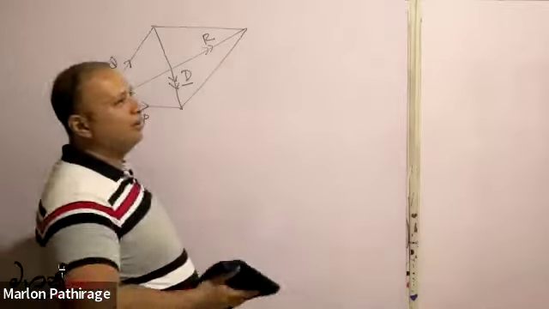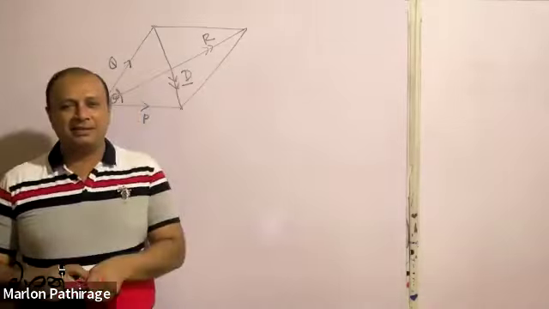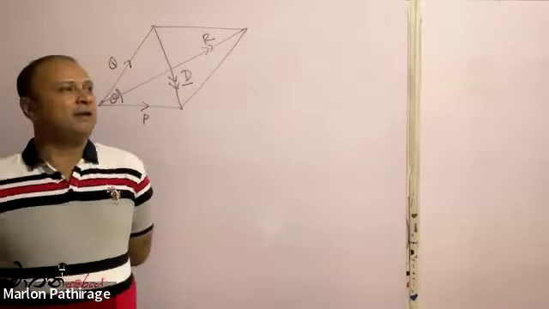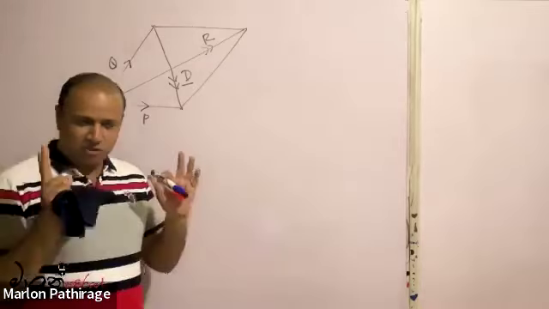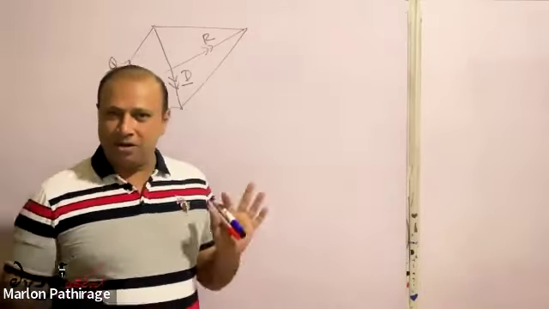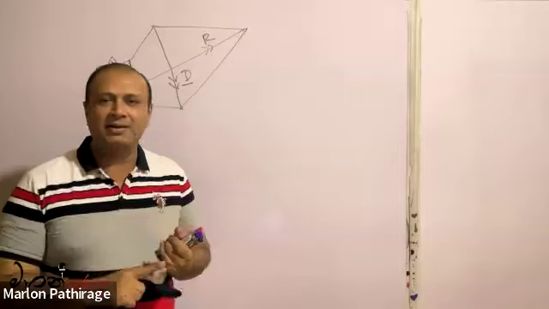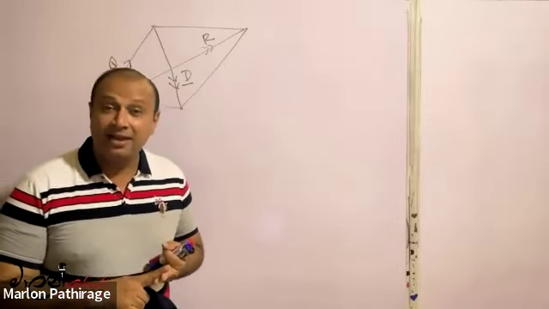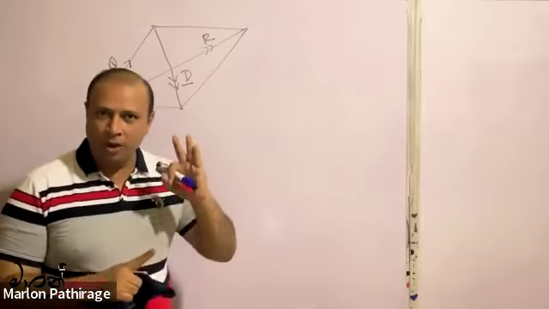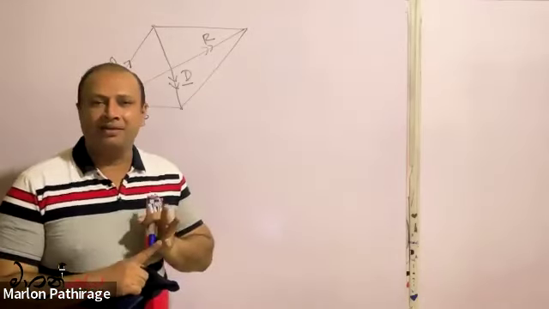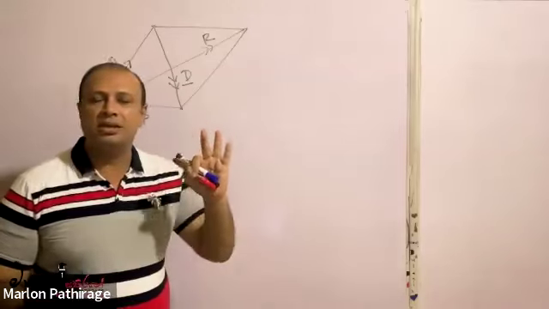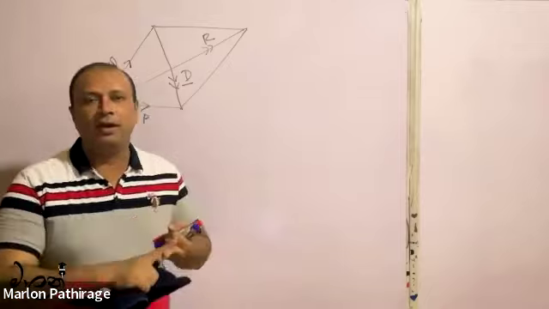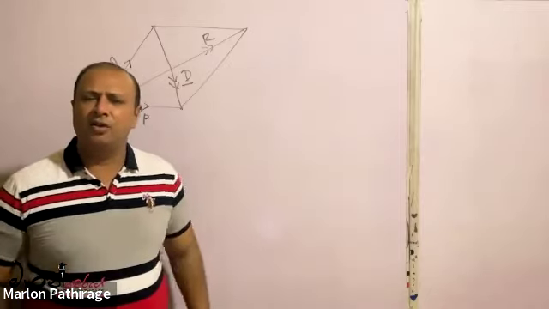Okay. Now, we have discussed the features or characteristics of special parallelograms. Actually, there are only three special parallelograms. One is a square, another is a rhombus, and the other is the rectangle. So you have to remember the characteristics or features of these three only. Square, rectangle, and rhombus.